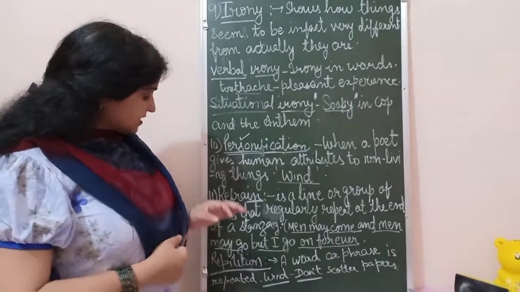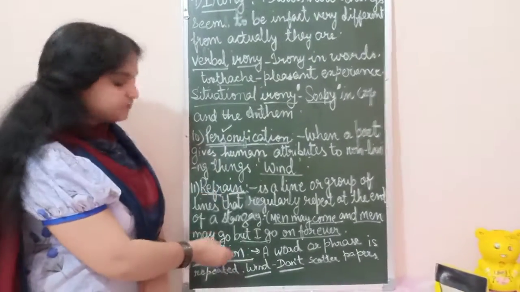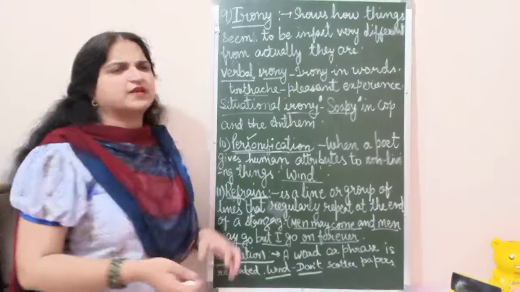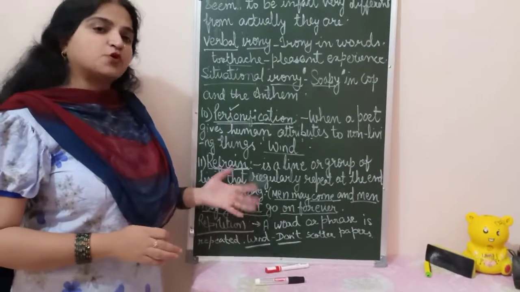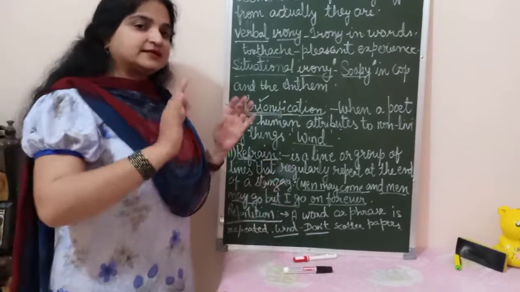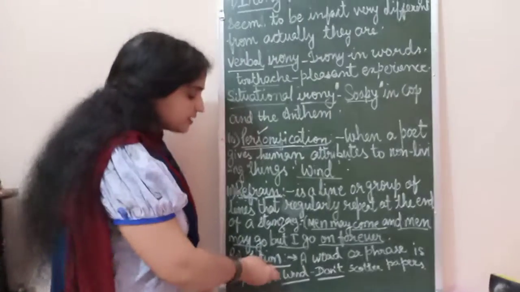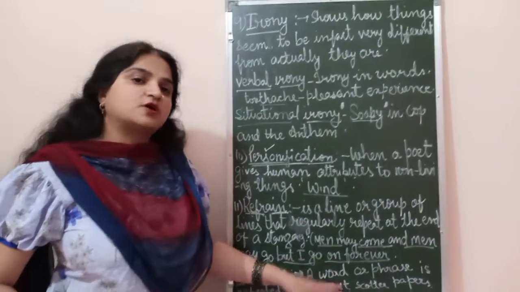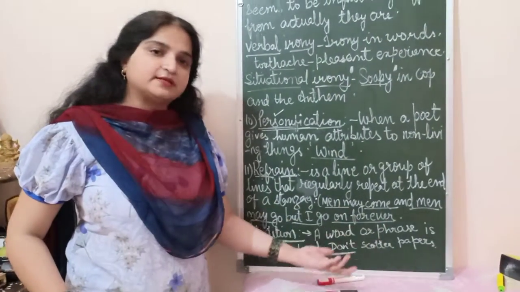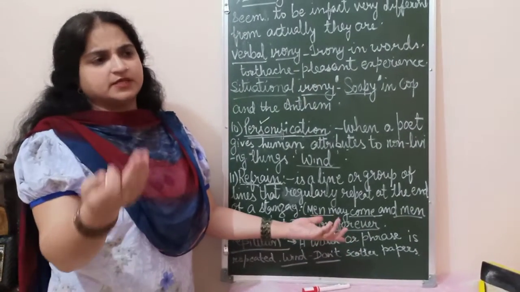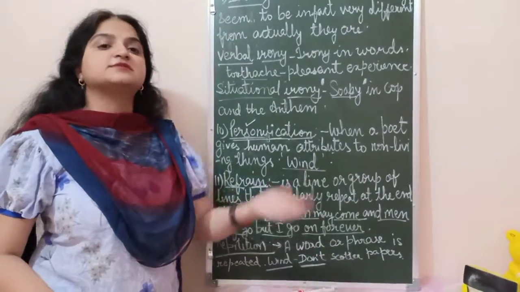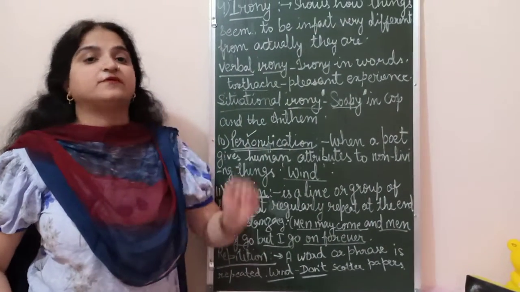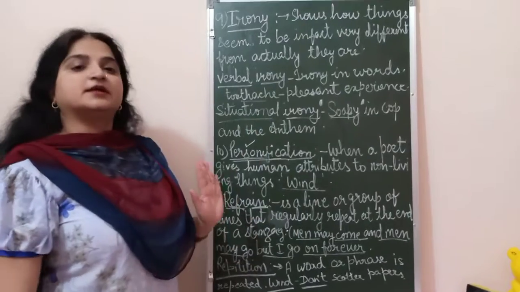Okay, students? So this is the difference between refrain and repetition, because we get confused between these two terms, as both contain repetition. But in repetition, a word or one or two phrases are repeated at the beginning of one or two lines. But in refrain, a line or a group of lines is repeated after every stanza. So this is the difference.